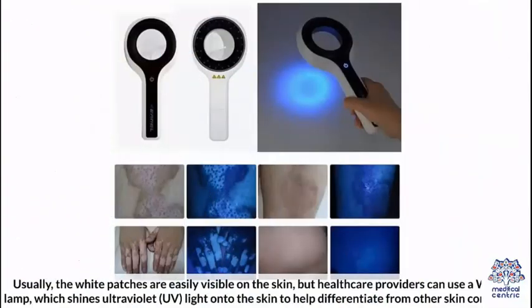Usually, the white patches are easily visible on the skin, but healthcare providers can use a Woods lamp, which shines ultraviolet or UV light onto the skin to help differentiate from other skin conditions.